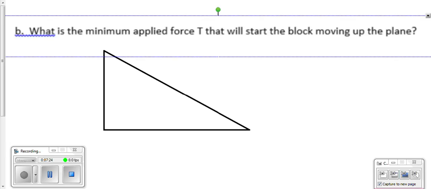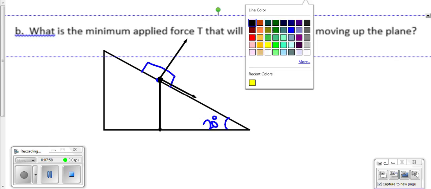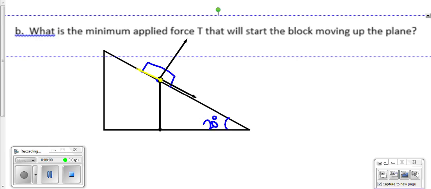So again, here's our 20 degrees. Here's our block. Now, when we draw our forces here, you still have your normal force. You still have gravitational force, but now we want this guy to move up the plane. So static friction is actually working with the x component of gravity, the parallel component of gravity. And so T is now going to be in the complete opposite direction because now we want this guy to move up the plane.